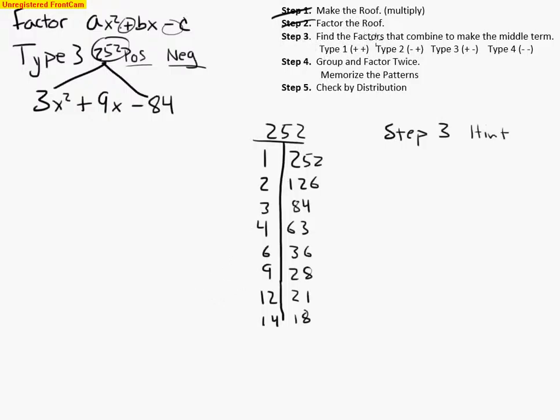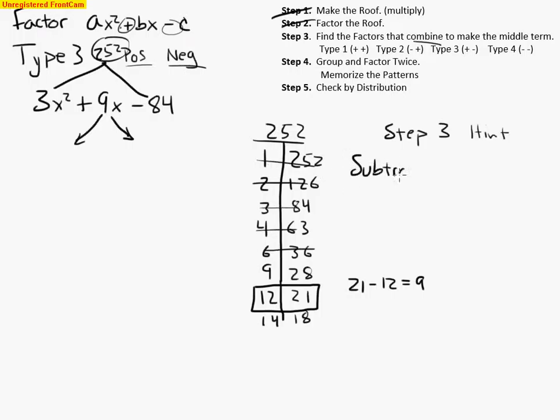Now, step 3 says find the factors that combine to make the middle term. Well, I'm trying to make 9, okay? So obviously none of these are going to combine to make 9, they're way too big. 6 and 36 is only going to make 30 or 42. All these are too big. What we do want is this one. This is going to work somehow. We're going to have to take 21 minus 12, and that's going to be 9.